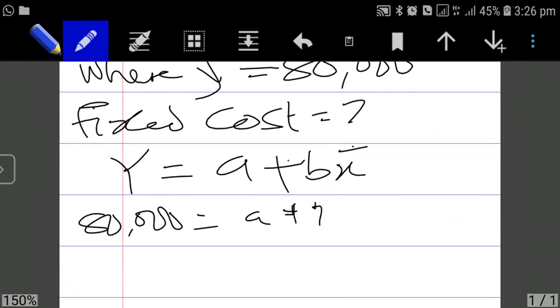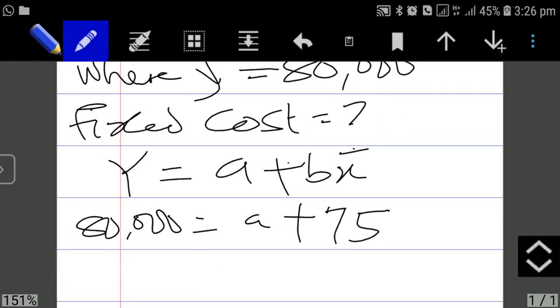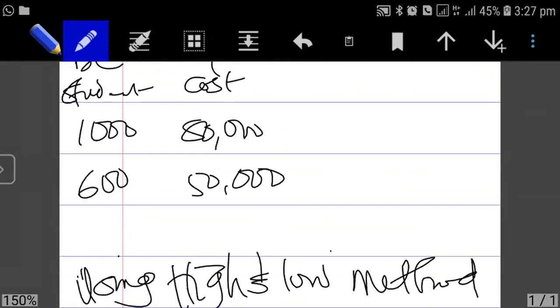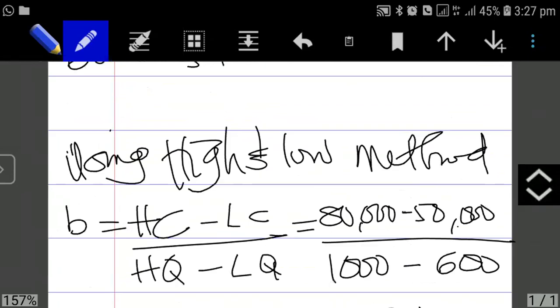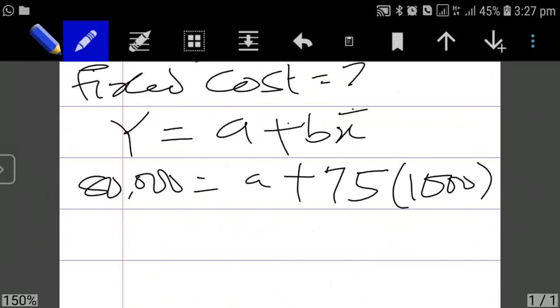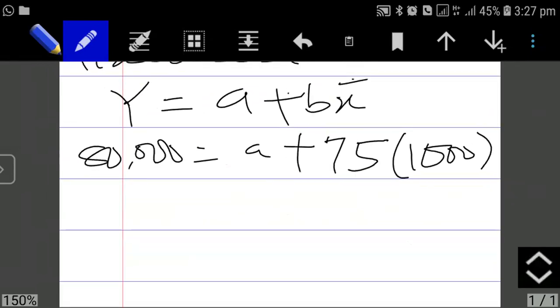Your B is 75 because that is the variable cost in that activities. The 75 is the variable cost. This 80,000 naira cost is for how many numbers of students? Go back. It is for 1,000 students. Okay? You now just write your level of activities. It is what? 1,000. Since your level of activities is 1,000, from here you can do your mathematics gimmick, right? Fine.